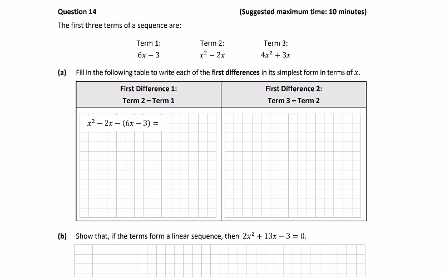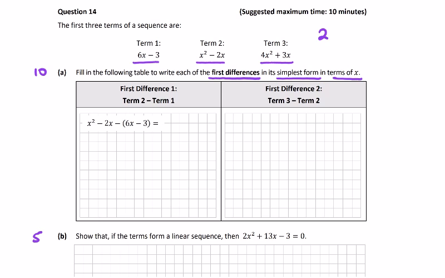The last question in 2019, question 14, A was worth 10, B was worth 5. Given the first three terms of a sequence, 6x minus 3, x squared minus 2x, and 4x squared plus 3x. We're told to fill in the following table to write each of the first differences in its simplest form in terms of x. So what's the difference? So it's term 2 minus term 1 is the difference.